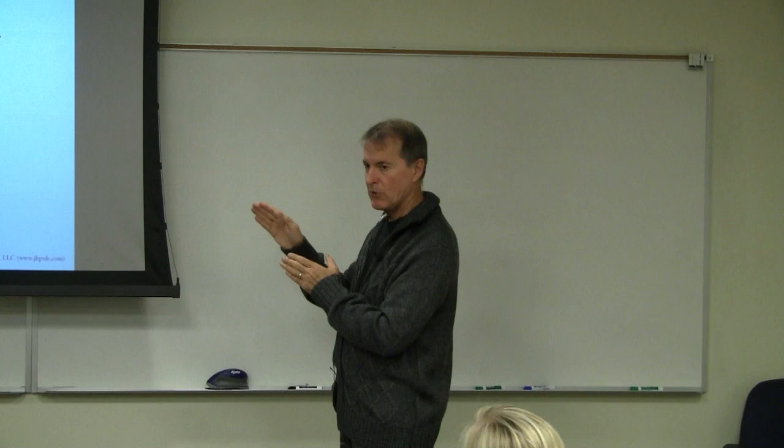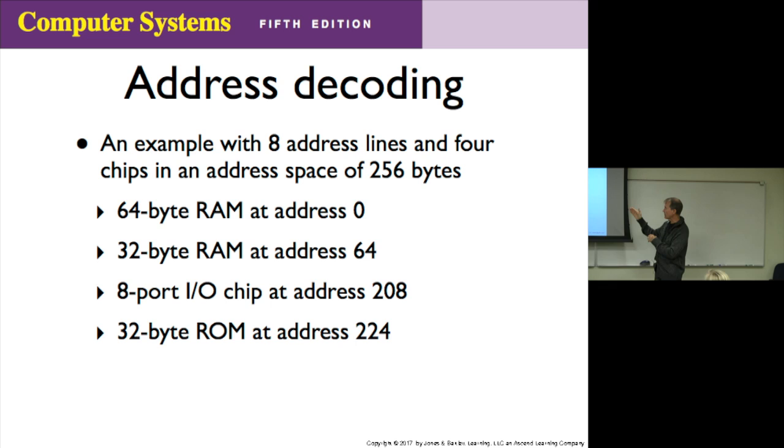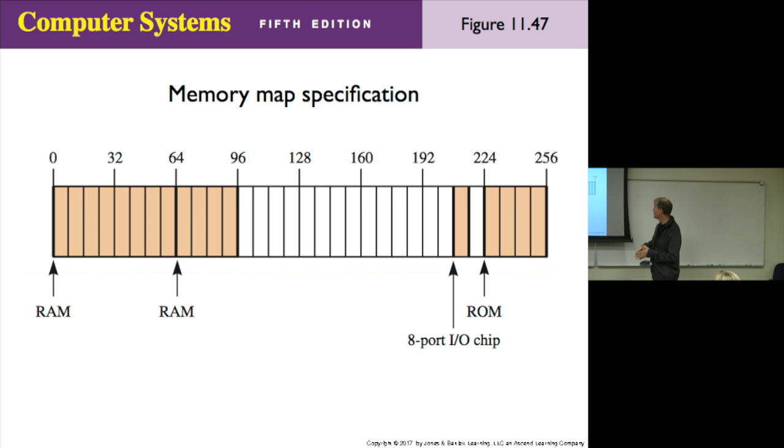So we had an example with 8 address lines and 4 chips. One is a 64-byte RAM, another is a 32-byte RAM, another is an 8-port input-output chip, and another one is a 32-byte ROM. And then here on figure 11.46 is the desired memory map. So what we want to know is physically how to wire our chips on the board so that the big RAM starts at address 0, the smaller RAM starts at address 64, the input-output chip starts at what address? Halfway between 192 and 224.